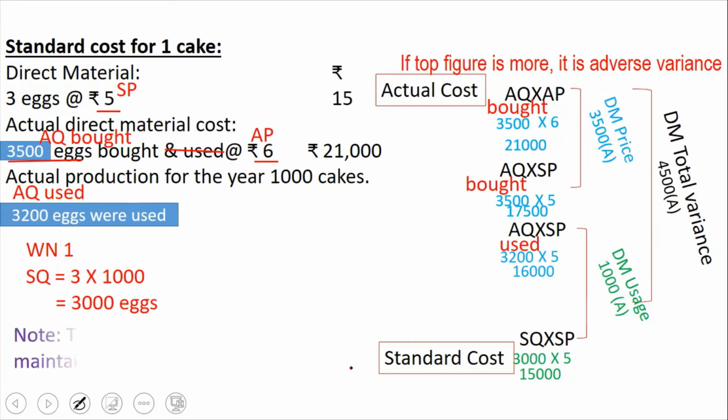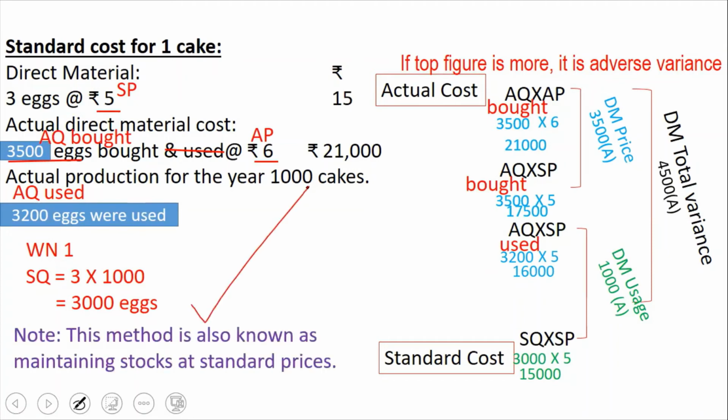Now, an important note, this method is also known as maintaining stock at standard prices. This method means taking the actual quantity bought for calculating the direct material price variance. Now, you might be wondering, why is it called maintaining stock at standard prices? This is not very important, but for the super genius who really wants an answer for this, listen carefully, okay?